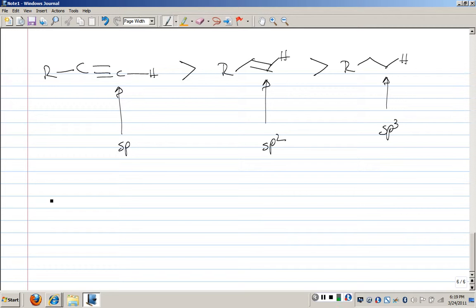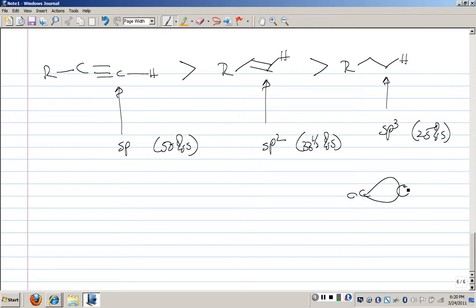And as you remember, as the s character of the carbon-based orbital increases, which it does going this way, right? This is 25% s, this is 33 1/3% s, and this is 50% s. What happens is two things. So here is my sp3 hybridized orbital bonding with the H. Here is my sp2 hybridized orbital bonding with the H. Here is my sp hybridized orbital bonding with the H.